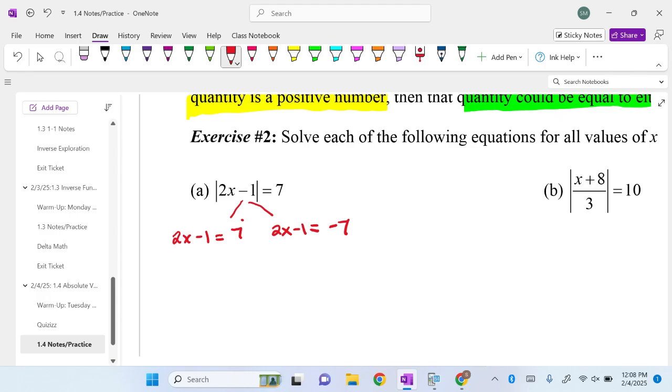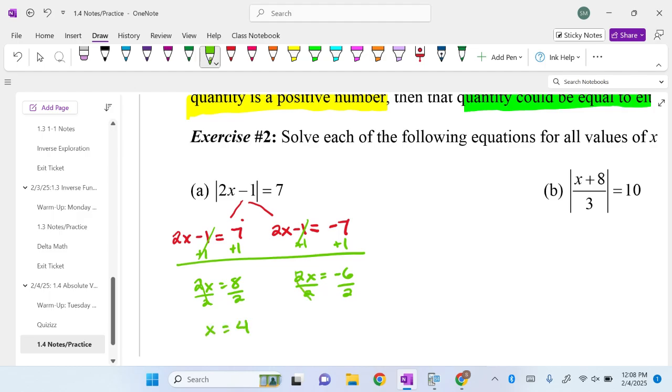You want to get rid of the absolute value symbol by breaking it up into two different equations. One that's equal to the number that we want, and one that's equal to the negative of that number. And then you'll just solve it like you normally solve an equation. So we add 1 to both sides for both of them. 2x equal to 8. 2x equal to negative 6. Divide both sides by 2. X can be equal to 4, or x can be equal to negative 3.